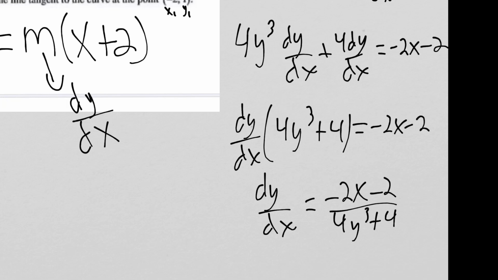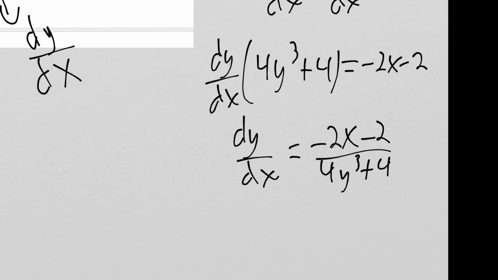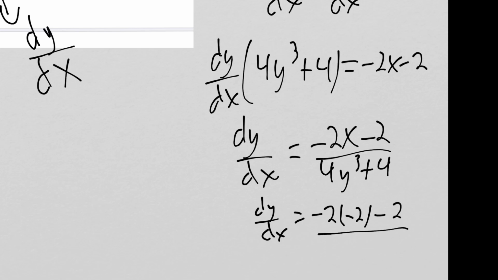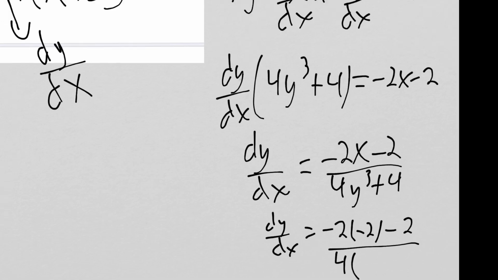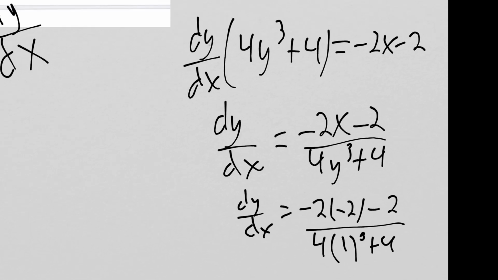Okay, this is going to determine our slope at any x and y value we want, but specifically we're looking at x equals -2, y equals 1. So now we can just plug in those values. dy/dx equals -2 times -2 minus 2 over 4 times, I already forget why it's 1, right? 4 times 1 cubed plus 4.